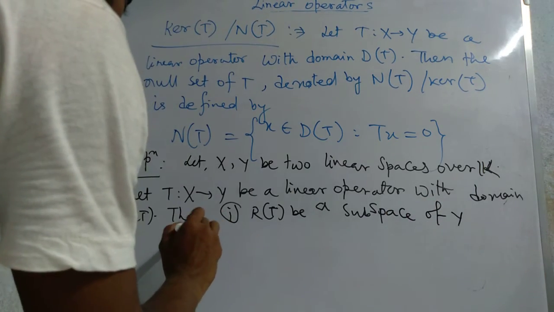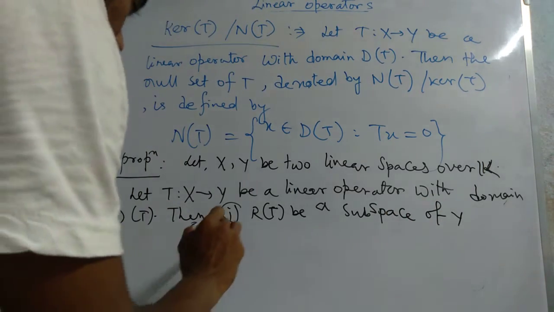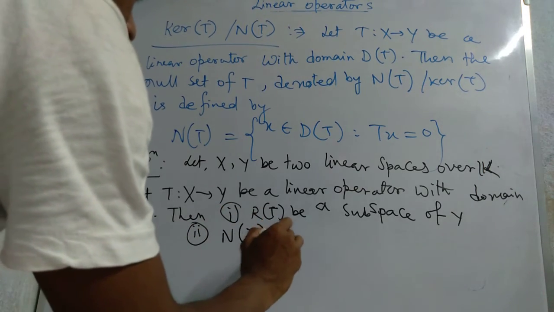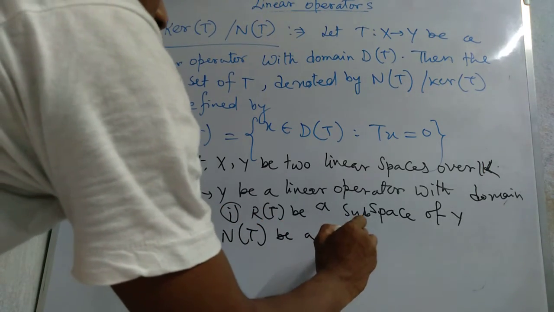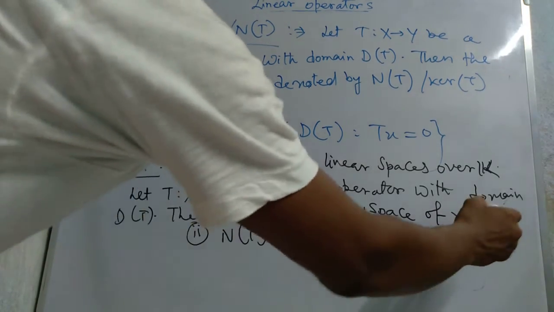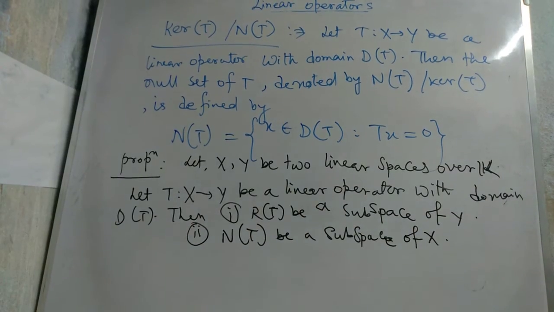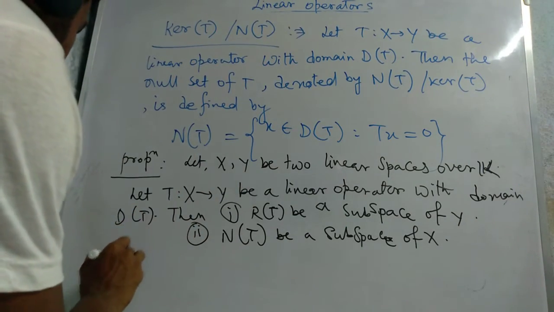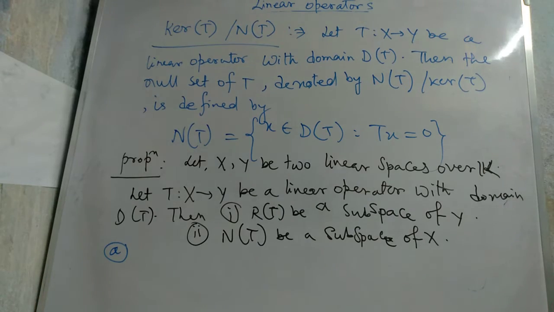And second, we prove that N(T) is a subspace of X. How do we prove it? We prove it simply, just as a subspace. We know which one is called a subspace; we go to the definitions.